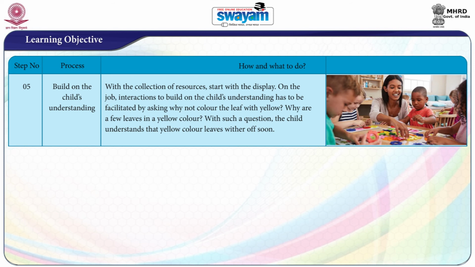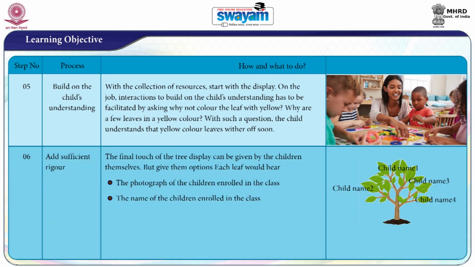With the collection of resources, start with the display. On the job, interactions to build on the child's understanding have to be facilitated by asking, why not color the leaf with yellow? Why are few leaves in yellow color? With such questions, a child understands that yellow color leaves wither off soon. And the last step is very important. It refines the model. It is adding sufficient rigor.